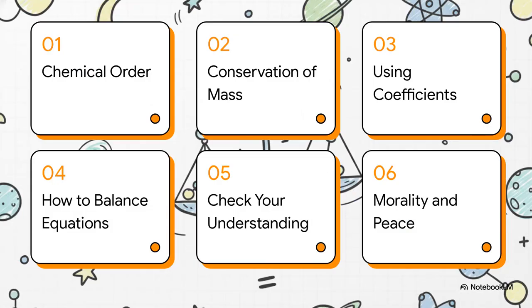Here is our quick roadmap for today. We'll cover the need for chemical order, the law of conservation of mass, coefficients versus subscripts, how to balance equations, a check of your understanding, and finally, education, morality, and peace.